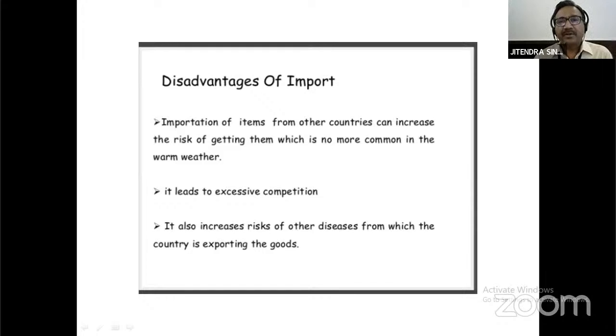The second problem of import is that it leads to excessive competition. Suppose we already have 10 companies in India manufacturing a particular type of product, and now we are importing a similar product from another 10 foreign companies. It means we are unnecessarily creating competition in the domestic market. And if domestic companies are not able to compete with foreign MNCs, they may vanish. They may be out of the market.